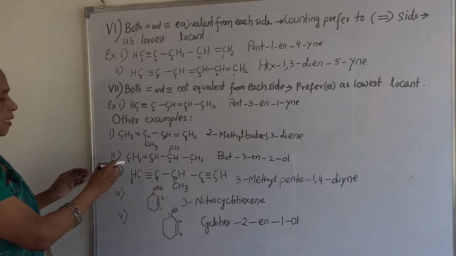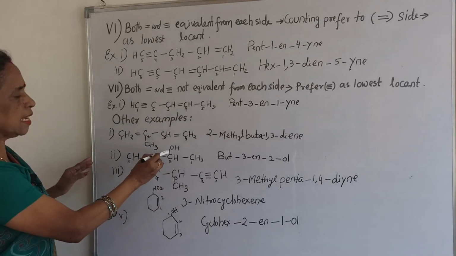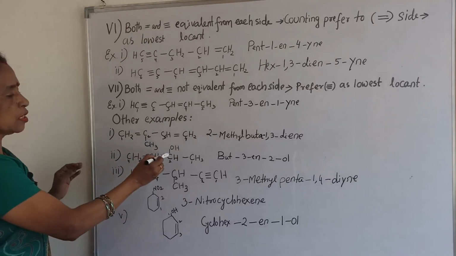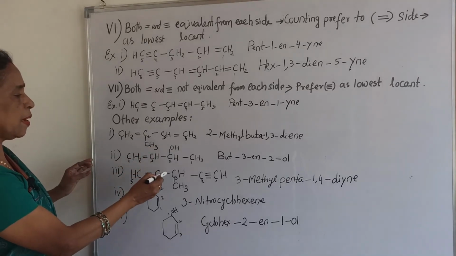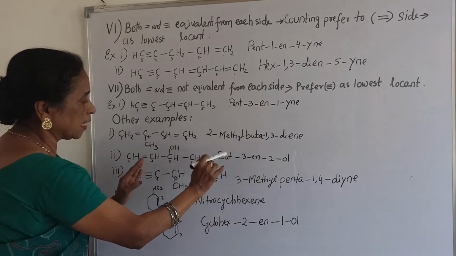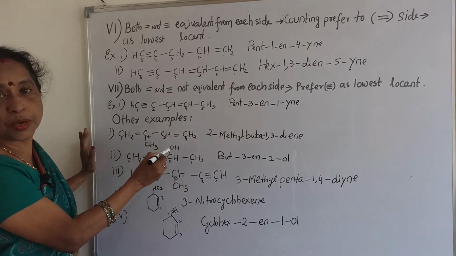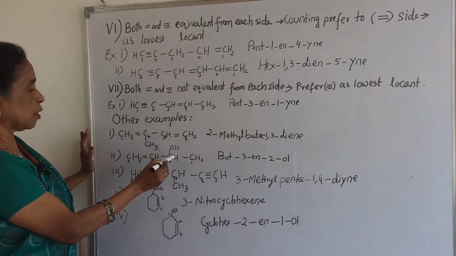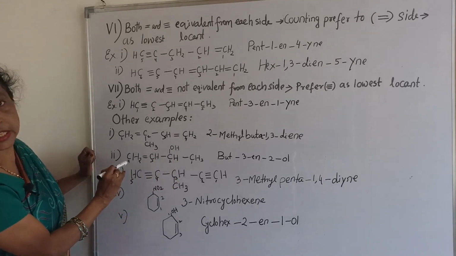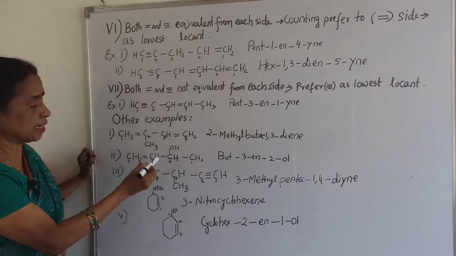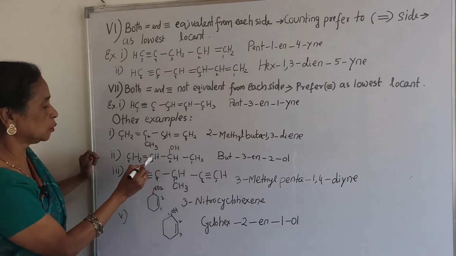Here it is CH2, CH, CHOH. Here again, see, one substituent is present. Since the substituent is near this side, and that substituent is also a functional group, OH, the hydroxyl group, we will count from this side, not from this side, because this has first priority over the double bond. 1, 2, 3, 4.